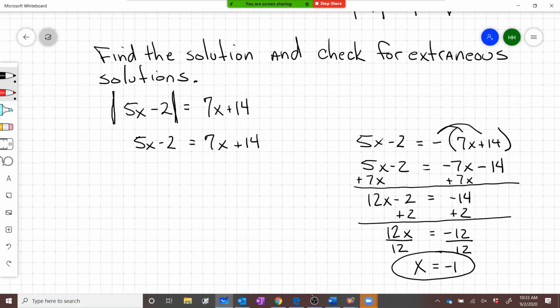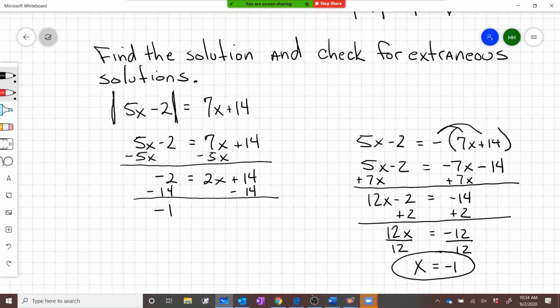Going to solve this other equation. Going to subtract 5x from each side. So negative 2 equals 2x plus 14. Subtract 14 from each side. Negative 16 is going to equal 2x. And then divide by 2. So another possible solution is negative 8 is equal to x.